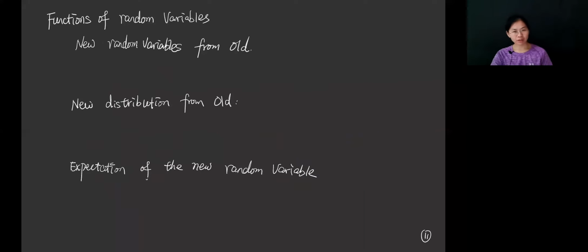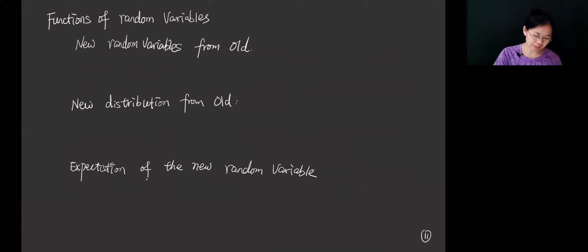The last topic of this video is functions of random variables. Usually when we study random variables, we often have some basic probability model, basic random variables, and we consider functions of these basic random variables. That is a very useful tool to generate a lot of new random variables from old ones.